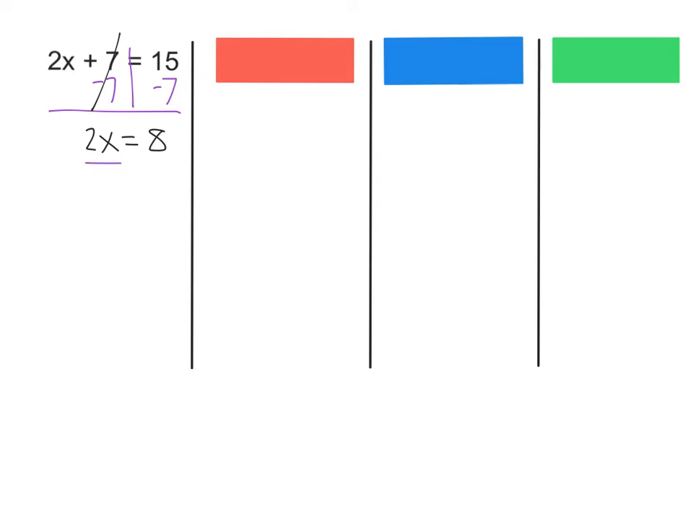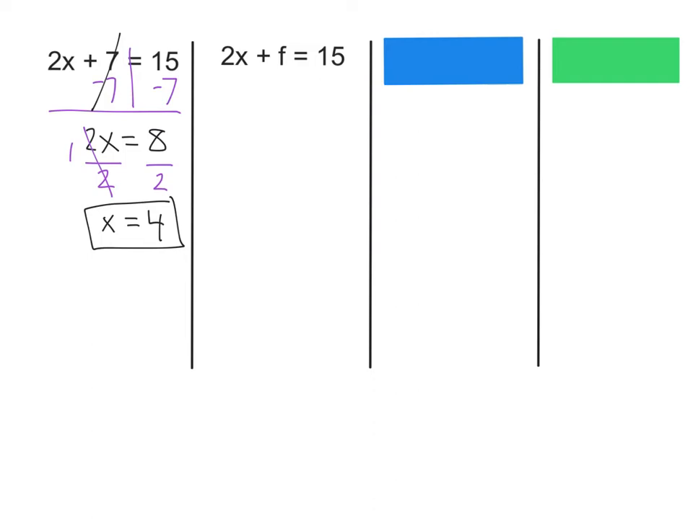To get x alone, we're going to divide this side by 2. And if we do that on the left-hand side, we need to do that on the right-hand side. 2 divided by 2 is 1. So we have x equals 8 over 2, which is 4. Okay, again, we're going to subtract, then we're going to divide and get our answer for what x is equal to. So we're going to do the same thing here.